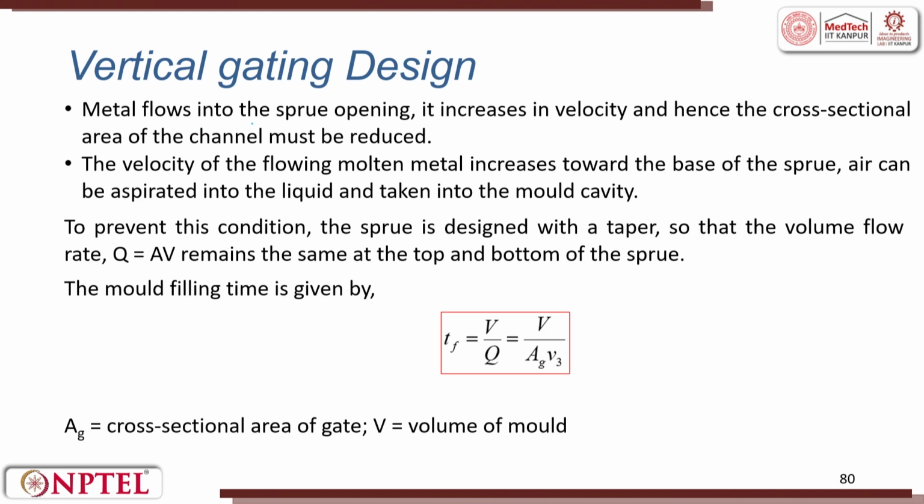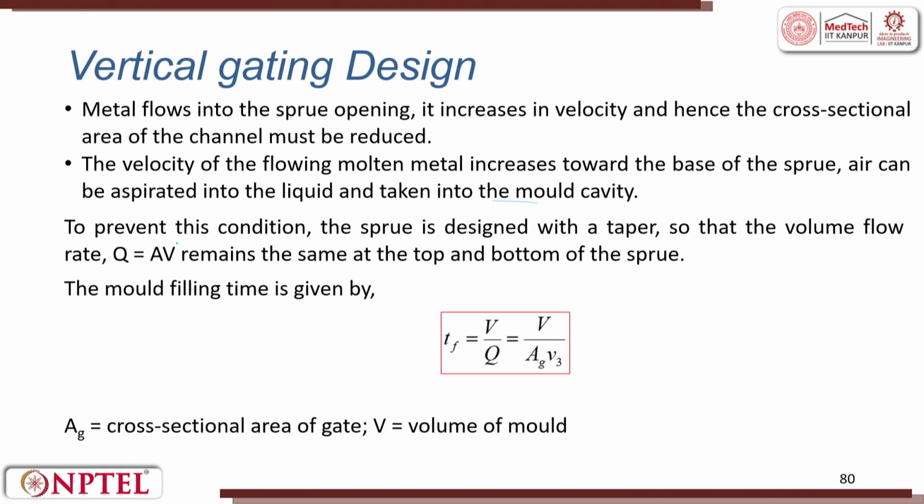The metal flows into the sprue opening, it increases the velocity and hence the cross section area of the channel must be reduced. So, this is A1 V1 equal to A3 V3. The velocity of the flow of molten metal increases towards the base of the sprue. The air can be aspirated into the liquid and taken into the mold cavity. So, you should be very careful. You can't go at infinitely high velocities.